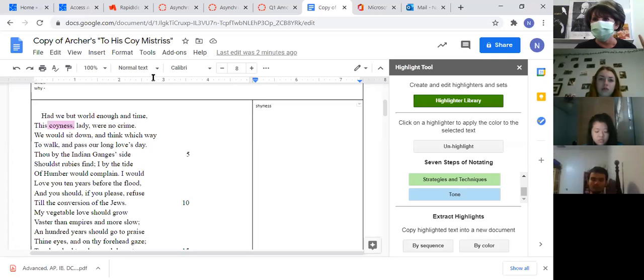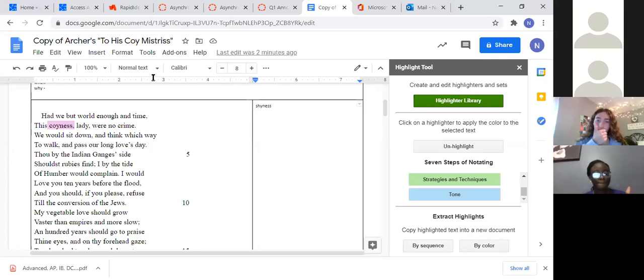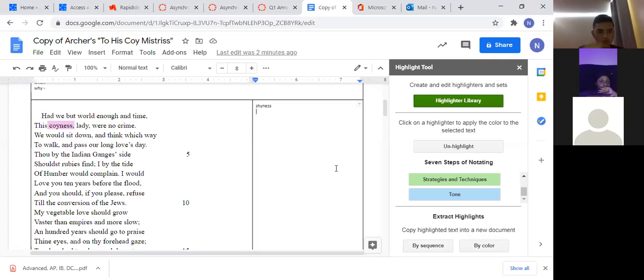Thumbs up if everybody's with me. Everybody's following me? Okay. And make sure you're making notation of this because there's a lot of inferences here. I, by the tide of Humber, would complain. Does anyone know what umber is? Umber is a color. The word is used biblically because look what happens next.